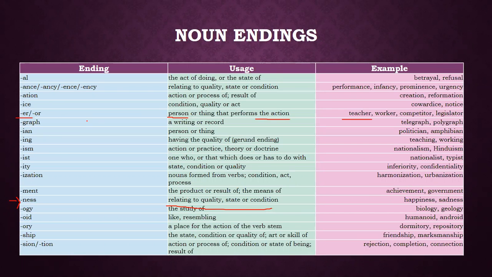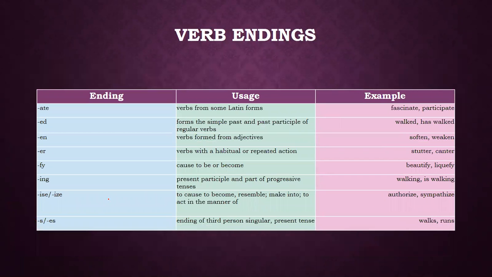All right. So these are just some examples. Like I mentioned, you do not have to memorize all of these. This is just so you get an idea of how we can change words from one form to a different form. All right. So we continue with verb endings. Some of the common ones that we know are the ed endings, which if we add ed to a verb, we make it into past tense, right?